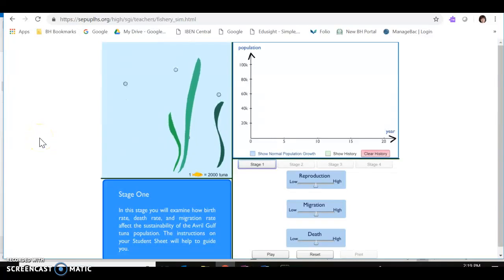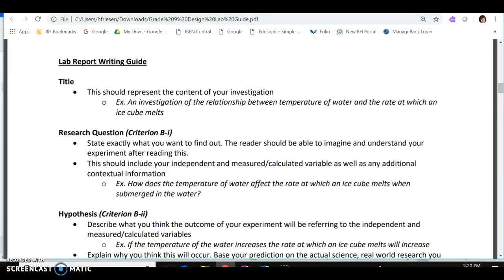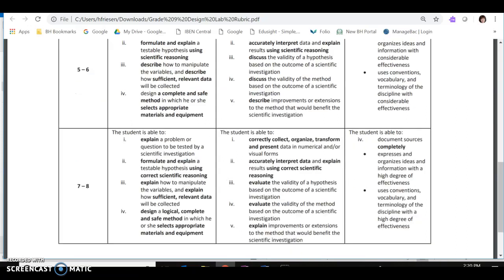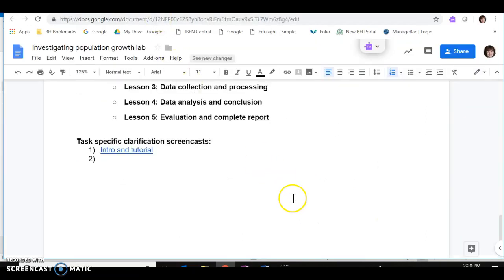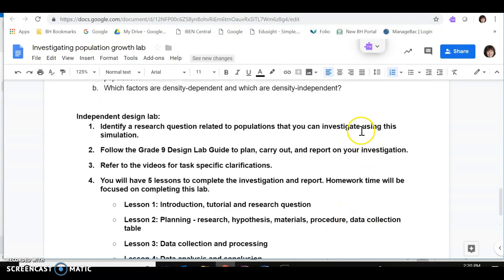Hi, scientists. In this second task-specific clarification, we're going to take a look at what's required when inquiring and designing. This will be our grades for thinking, and we'll use that part of the rubric as a guide. Again, we're going to look at our simulation, the lab guide, and the rubric. In terms of the instructions, they're really at this point up to you. You're going to identify a research question and then plan your investigation.